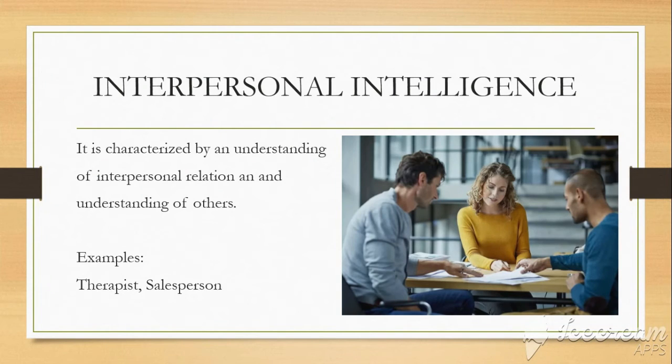The next one is the interpersonal intelligence. It is characterized by an understanding of interpersonal relations and an understanding of others. It refers to the ability of a person to relate well with people and manage relationships. The examples are therapist and salesperson.